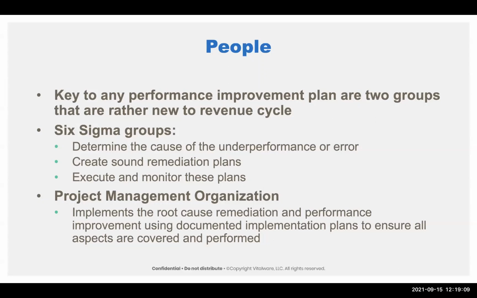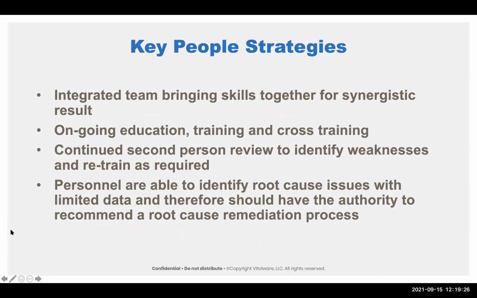Then we have project management, or enterprise project management, EPMO. They look at the root cause from Six Sigma and performance. They put together a work plan to ensure all the aspects are covered, check the box, and it provides a source for going back after the fact. Key people strategies are integrated teams bringing skills together for a synergistic result.